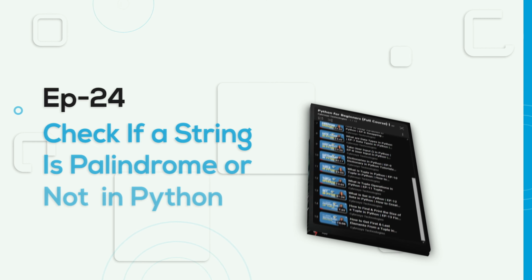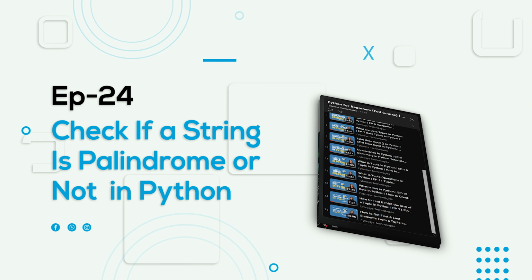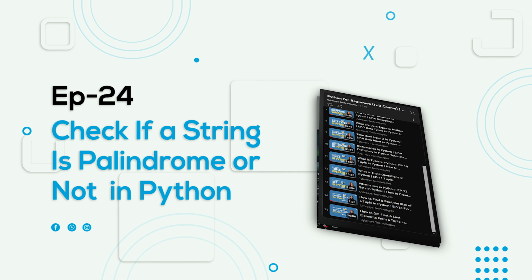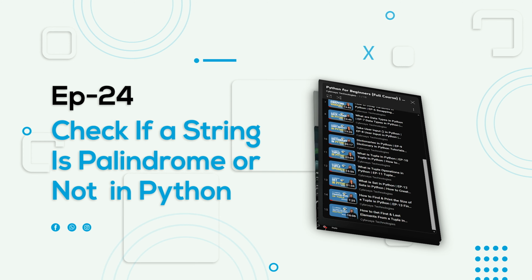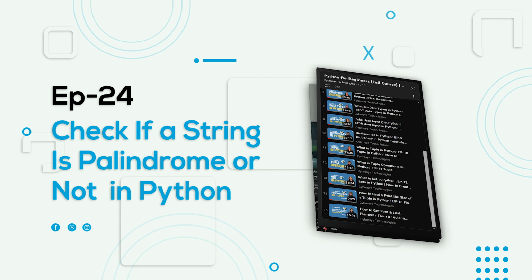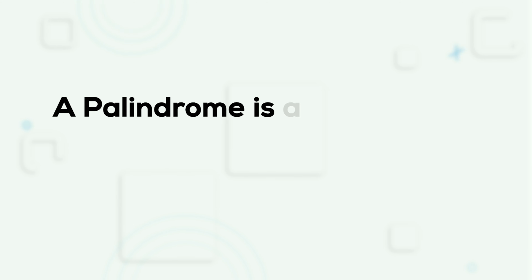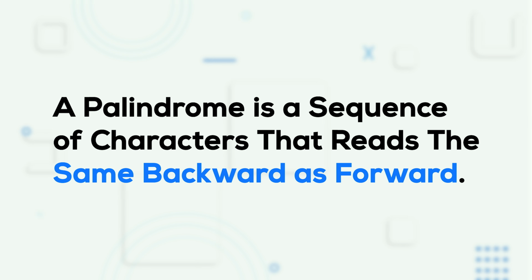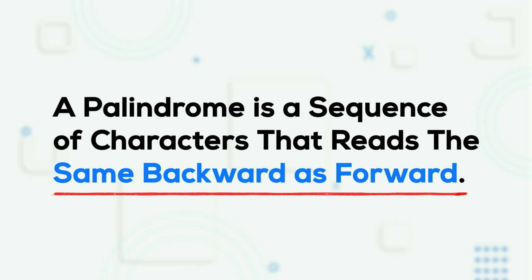In today's video, we will be discussing a Python program to check if a string is a palindrome or not. Before moving on to the topic, we just need to know what a palindrome is. A palindrome is a word, phrase, number, or other sequence of characters that reads the same backward as forward.